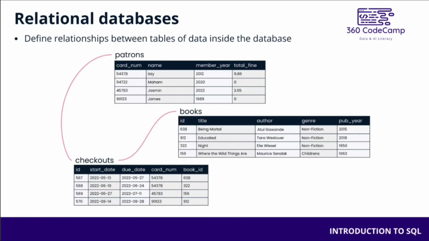Now, let's talk about something really cool: relational databases. Think of them as matchmakers, connecting different tables through relationships. Imagine each patron is linked to multiple checkouts. Thanks to these connections, we can effortlessly answer questions like, which book did James check out in 2022? Or, which books are the crowd's favorite?